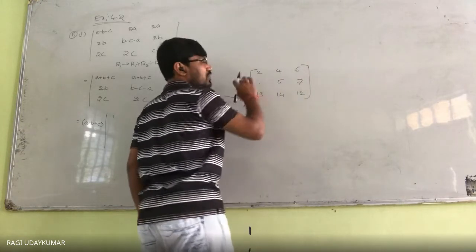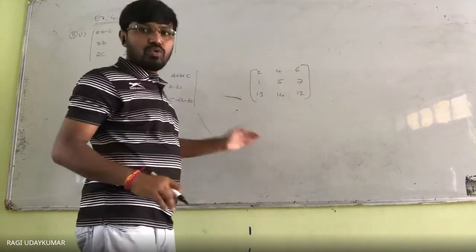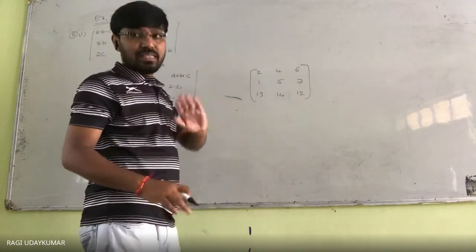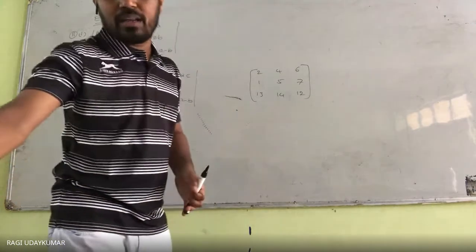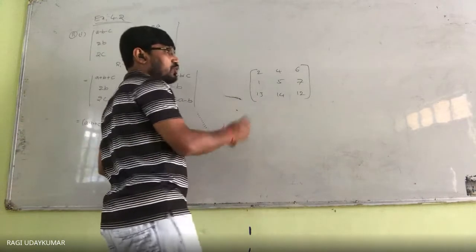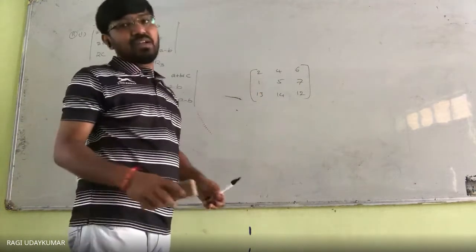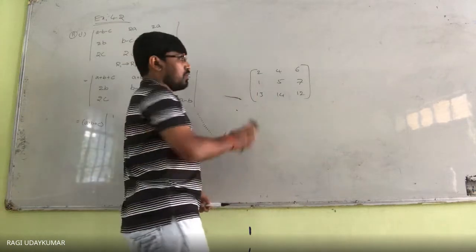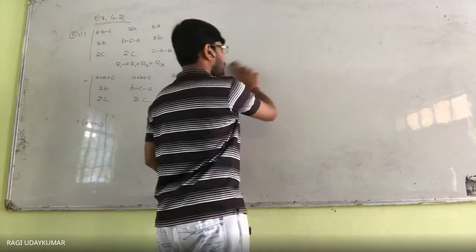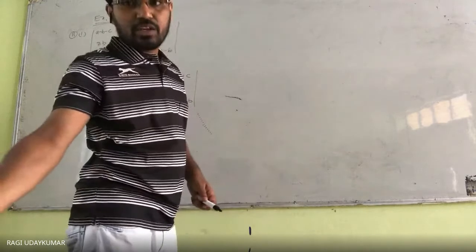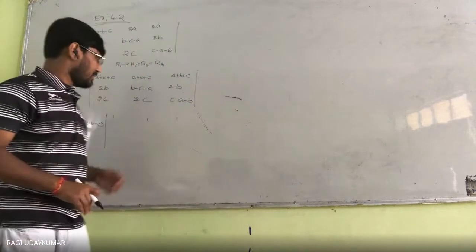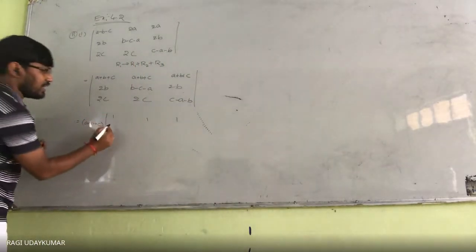From the first row, 2 is common, so I can take the common. This is a matrix. In a matrix, you are not supposed to take the common. Only in a determinant can you take the common; in a matrix, every element should be a multiple of that particular number. That is the difference between these two. In the case of a determinant only, you can take the common like that, as we are finding the determinants.